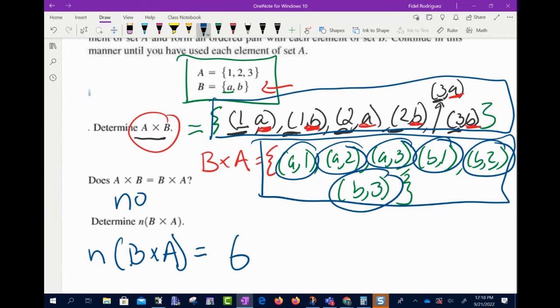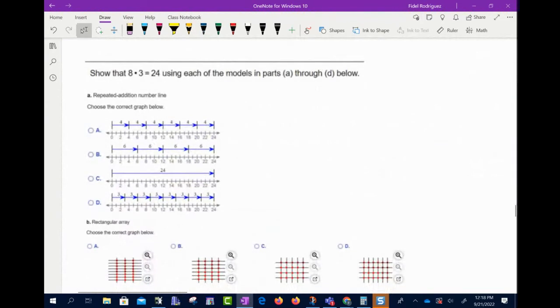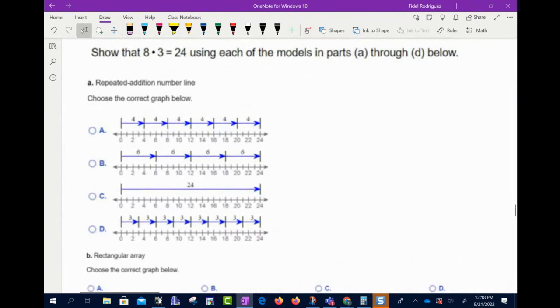All right, so I'm going to keep scrolling along here, and let's take a look at this next problem. It says, show that 8 times 3 equals 24 using each of the models in parts A through D below. Okay, so we know that 8 times 3 does give us 24. So y'all, the first thing we're going to do is use the repeated addition number line.